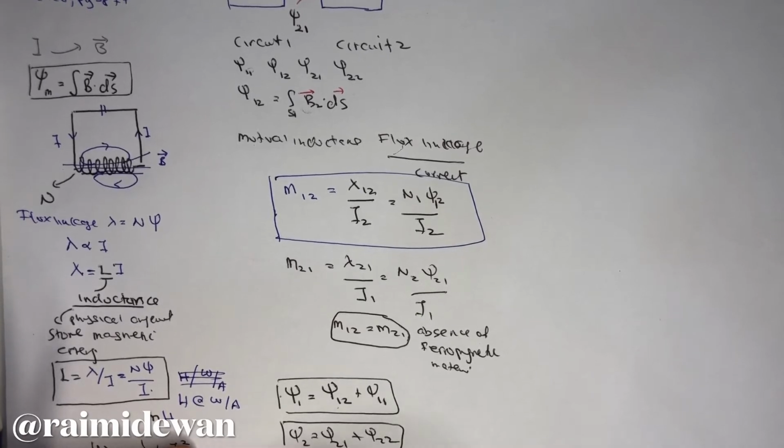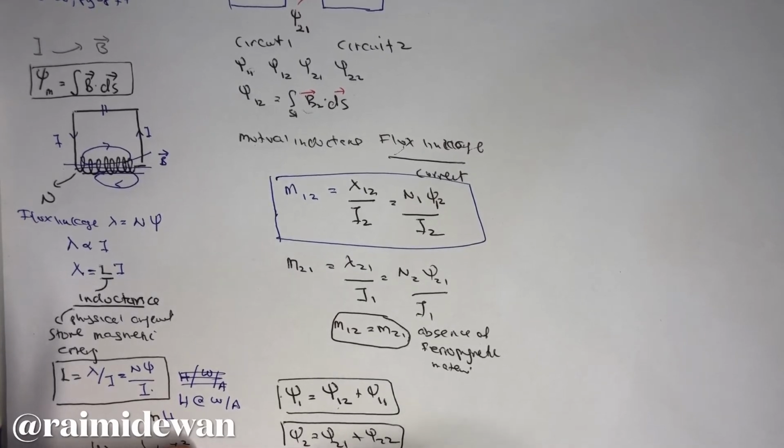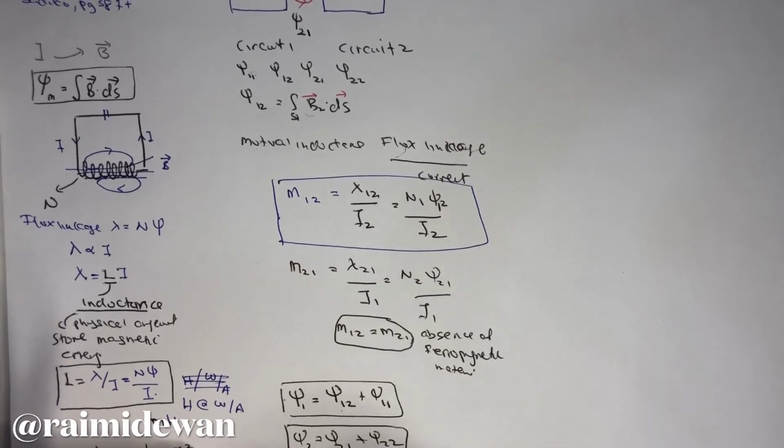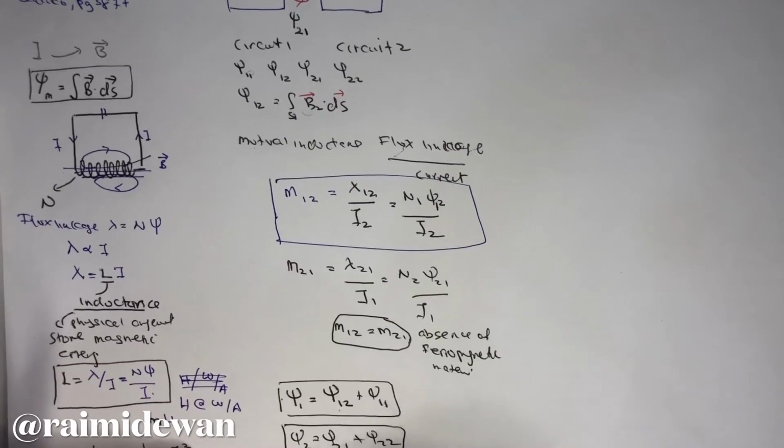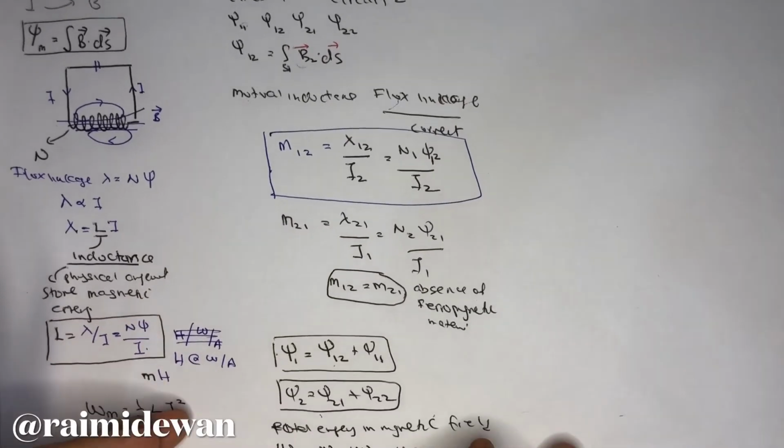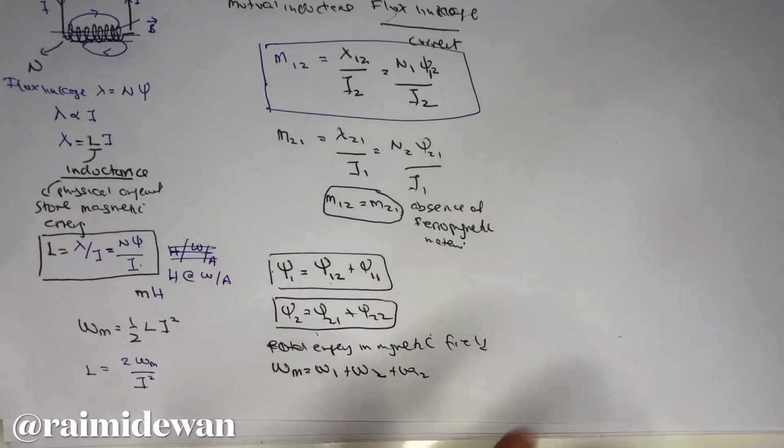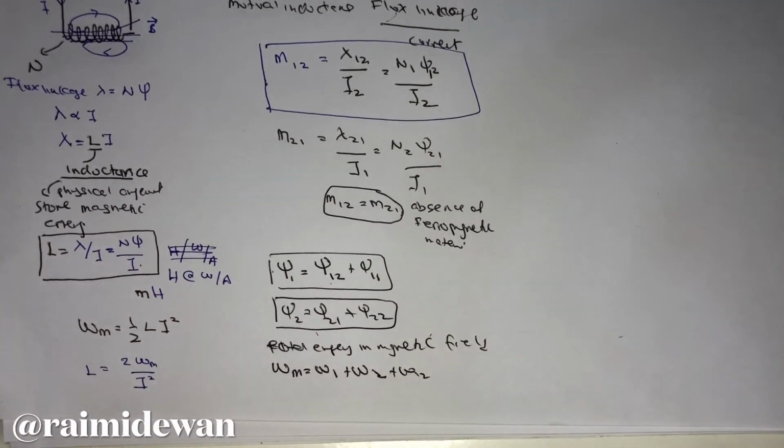Then the magnetic energy, the total energy in a magnetic field, we have Wm equals W1 plus W2 plus W12. So what is W1?